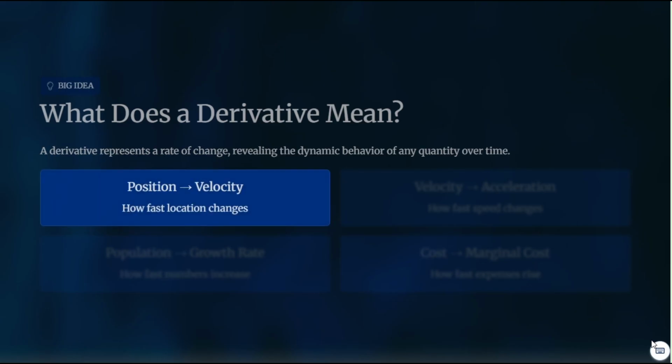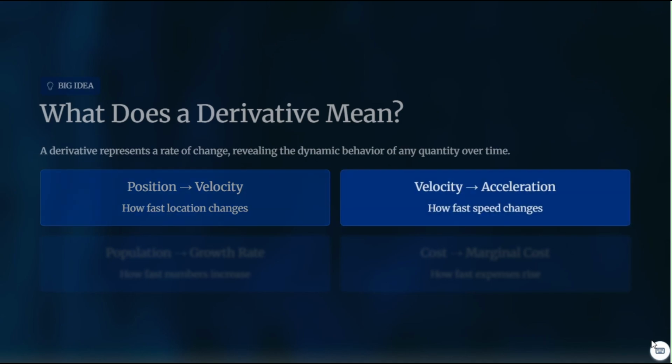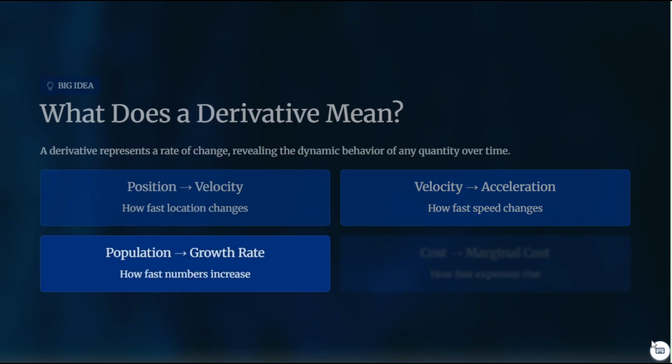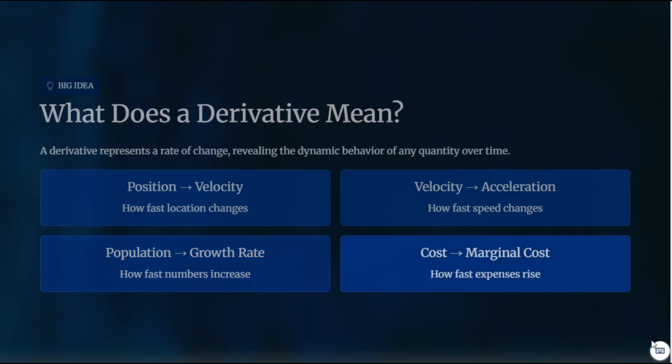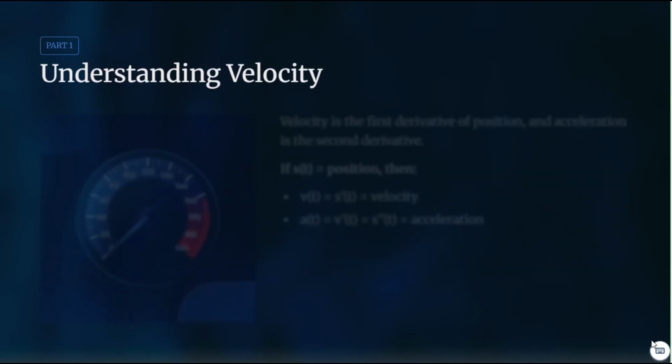For instance, if a function represents position, its derivative will be velocity, that is how fast location changes. If the function represents velocity, its derivative will be acceleration, how fast speed changes. If the function represents population, its derivative will be the growth rate, or how fast the population is changing. Or if the function represents the cost, then the derivative will be the marginal cost, that is how fast expenses rise or decline. So the derivative represents the rate of change.